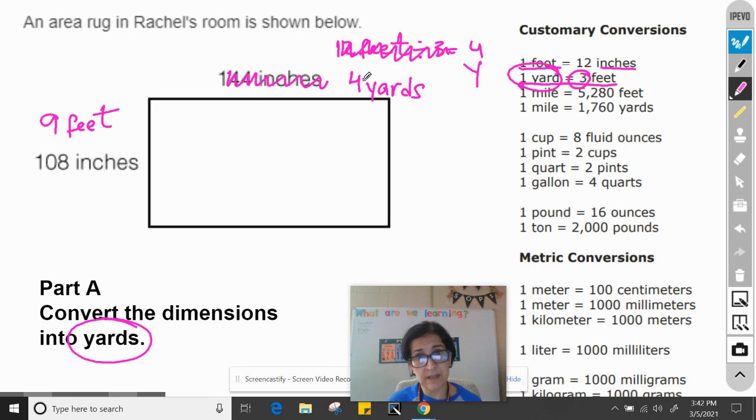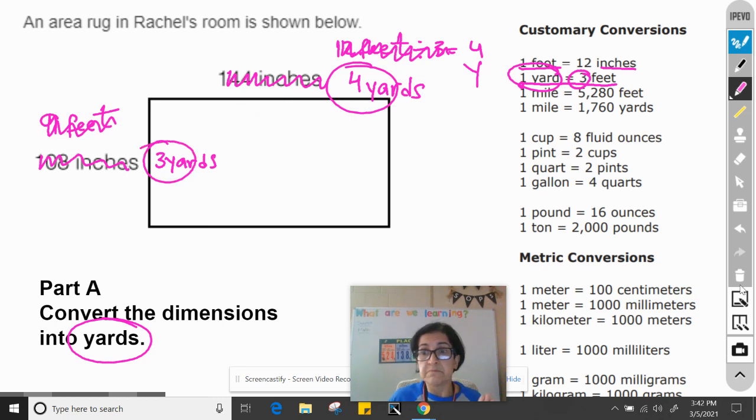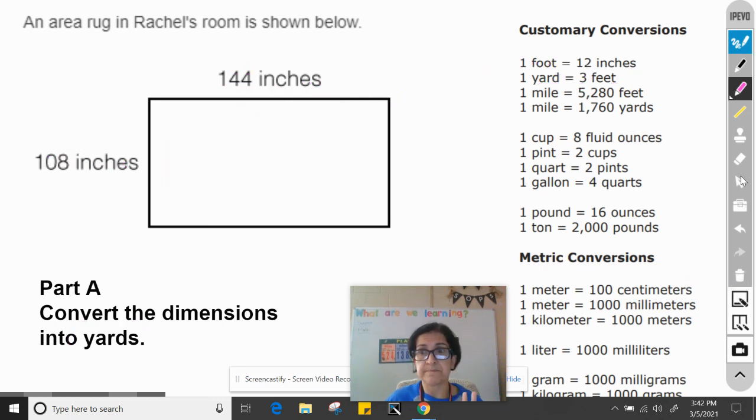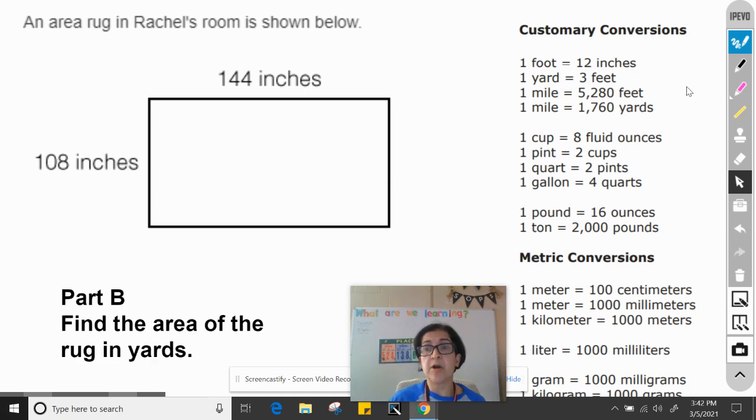There's only one question like this on the test, okay? 9 feet to go to yards. You go backwards, you're dividing by that 3, so 9 divided by 3 equals 3. So I don't want inches, I don't want feet, I want 3 yards. Okay, so that's what we figured out. 4 yards here, 3 yards here. So 2 steps. Then you got to part B.